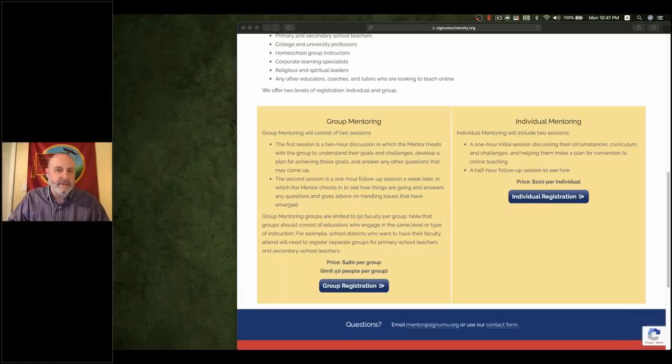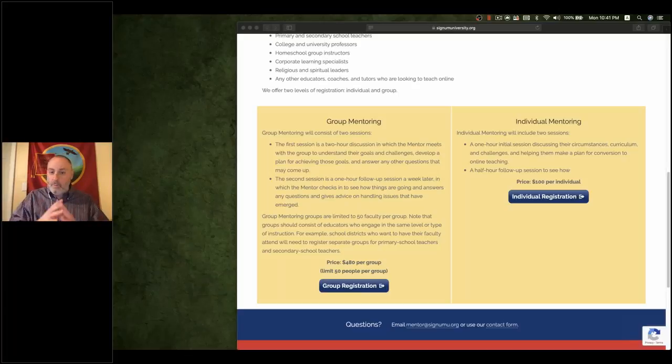That's what the group session would be. Again, $480 to have a personal mentor for your group or organization, up to 50 people. So for instance, if there was a large school or multiple schools in a school district who wanted to work with us, we'd be happy to work with larger groups like that. We just might need to form a couple different groups.